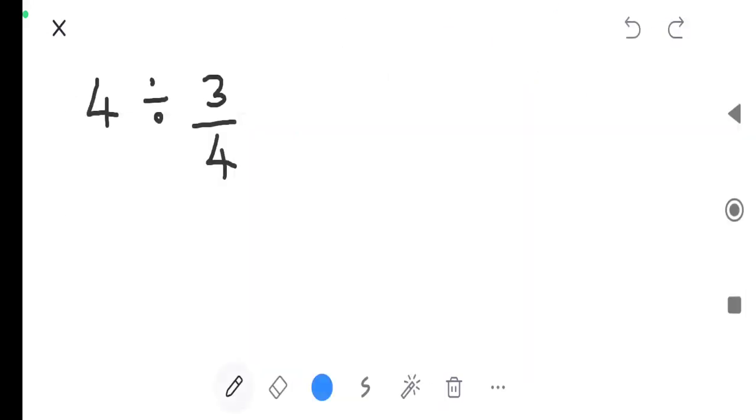Let's look at the next one. We have 4 divided by 3/4. Or you can say, how many 3/4 can we find in 4? For you to find out, you have to write this 4 as a fraction. 4 is the same thing as 4 over 1, right? You write division again, then you write 3 over 4 again.